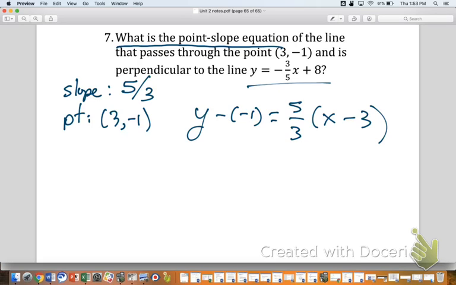Make sense? You have any questions at all? Yeah, Kyrie. So, would it be okay if you put y plus 1? Totally. Yep, totally fine. What else?